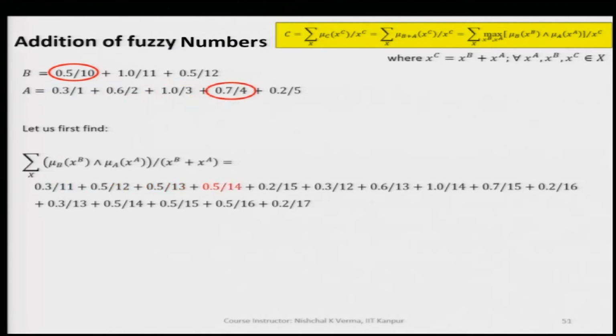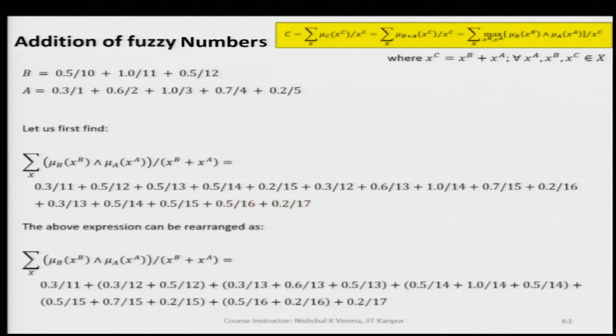So, for these combinations we are getting 0.3 oblique 11, 0.5 oblique 12, 0.5 oblique 13, 0.5 oblique 14, 0.2 oblique 15, 0.3 oblique 12, 0.6 oblique 13, 1.0 oblique 14, 0.7 oblique 15, 0.2 oblique 16, 0.3 oblique 13, 0.5 oblique 14, 0.5 oblique 15, 0.5 oblique 16, 0.2 oblique 17.